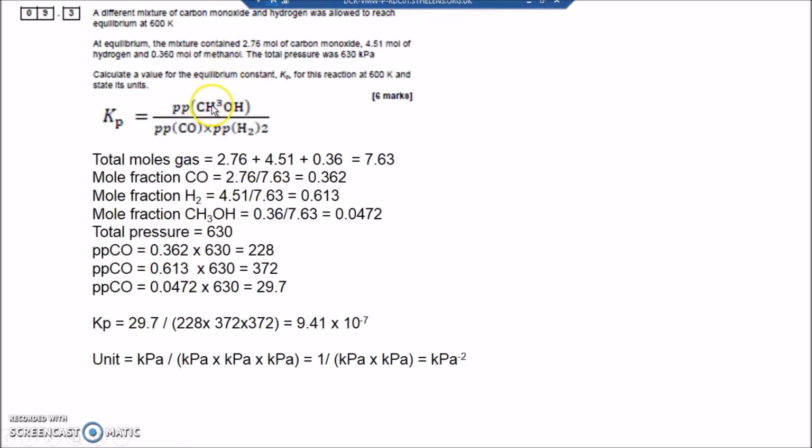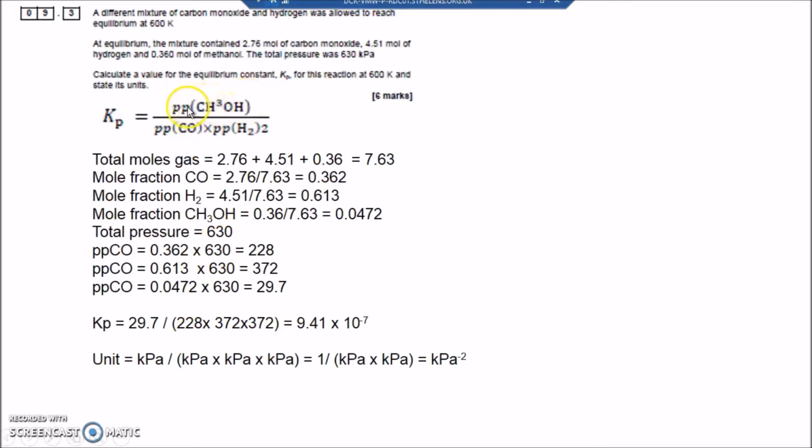So now I put the partial pressures. Partial pressure of the methanol, there should be methanol here at the bottom, is 29.7, divided by the partial pressure of the carbon monoxide. The carbon monoxide is the top one, 228, and then I've got partial pressure of hydrogen, that's that one, 372 squared, 9.41 times 10 to the minus 7.